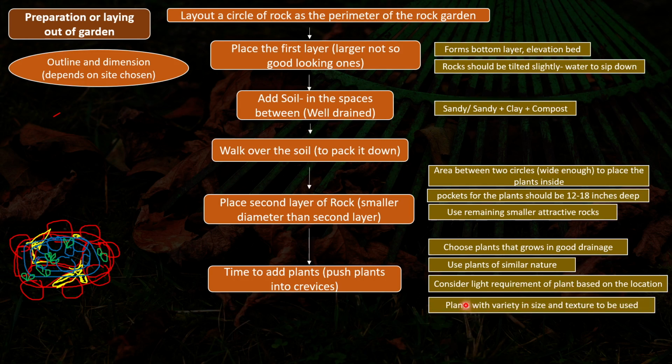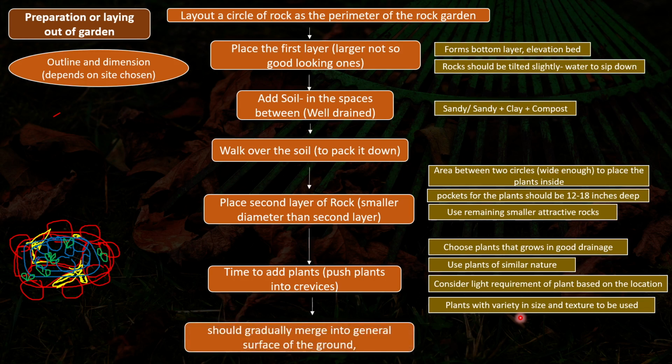And it is very important that you use plants with variety in size and texture to be used. So whatever plants you used, there should be variety in the plants. It should not be that all the plants are of the same type. You can use plants with different colors, with different leaf textures and different flower textures, and this should gradually merge into general surface of the ground.